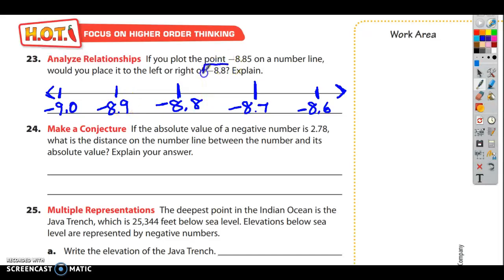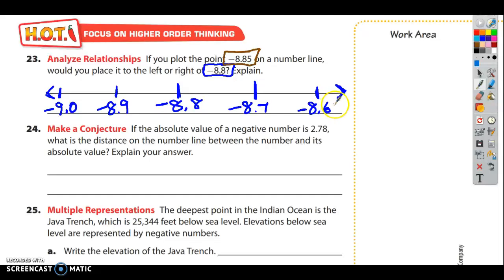So I've graphed this one right here. The question's asking, if I plot this one right here, I'll change colors to draw attention to it, would it be to the left or to the right? A lot of people want to say it's going to be to the right, but think about it. Where would negative 8.85 go? Well, right now it's kind of tricky because I don't have my number lines in tenths, but I could make it in hundredths.